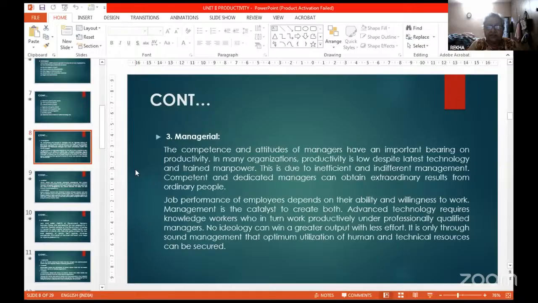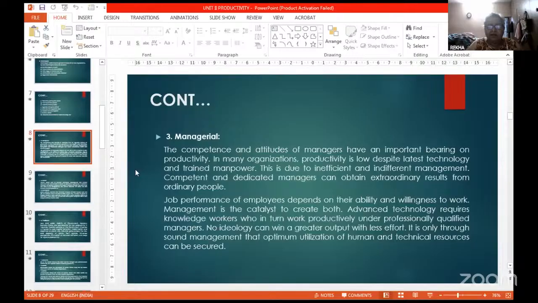In many organizations, productivity is low despite the latest technology and trained manpower, maybe because of the industrial relationship. There are two things: one is a functional relationship, and another is a dysfunctional relationship. The outcome is not in the hands of only one person. There are so many people involved, and they should coordinate with each other. Otherwise, one will say something, another will say something completely contradictory, and that will affect productivity. So a very good functional relationship among all the people involved in that operation has to exist.